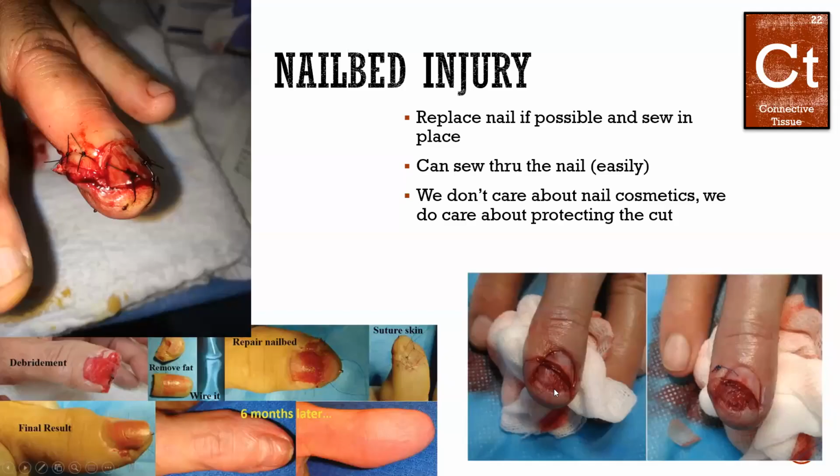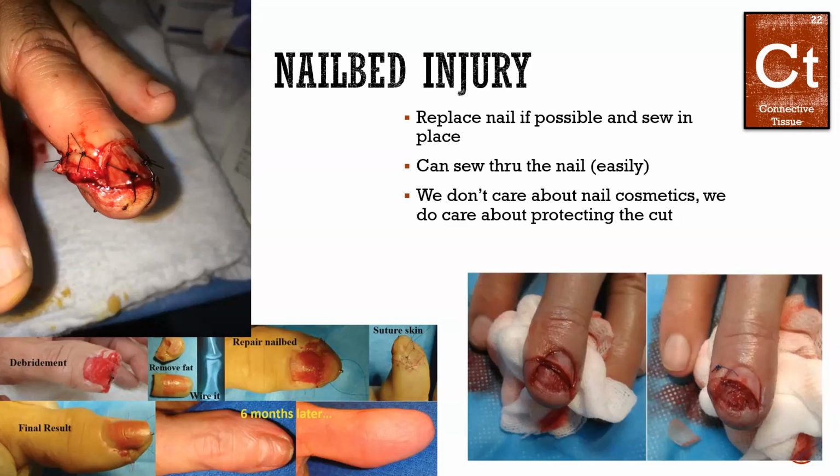Now we're going to talk a little bit about nail bed injuries. I know that a lot of the nurse practitioners that I work with initially were really worried about handling a nail bed injury. It's important that you know that it's very easy to suture these. It is very outdated information to take a fingernail off. So do not, I repeat, do not rip off a fingernail.